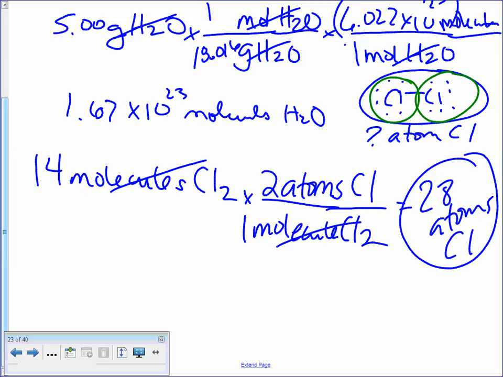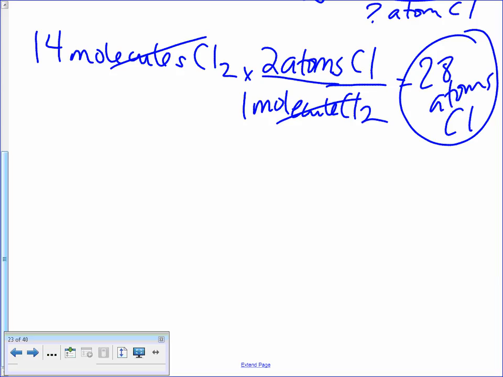Yeah? Can we do number 3? Will you read it to me? How many moles of lead oxide? Moles of what? Lead oxide. Oh, oxide. Are in what? Are in 3.50 times 6.